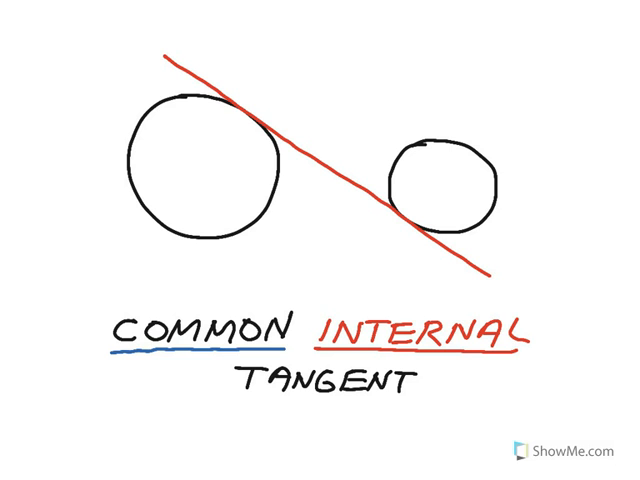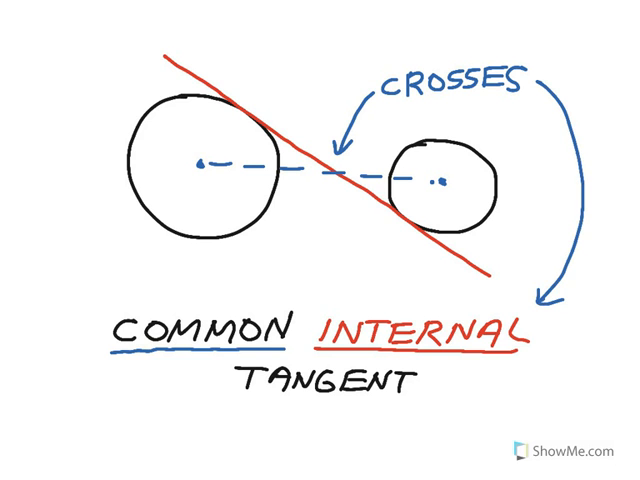And a common internal tangent is a tangent which, if I take the centers of two circles, any two circles, and I connect them with a segment, the common internal tangent crosses that segment. Okay, so it crosses like that midline that's drawn between the two centers. So if it crosses it, then it's called a common internal tangent, and we'll contrast that in a minute with a common external tangent.